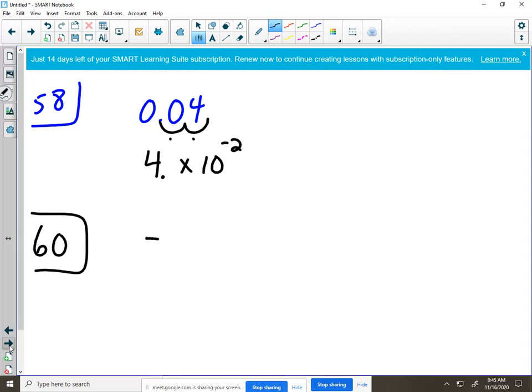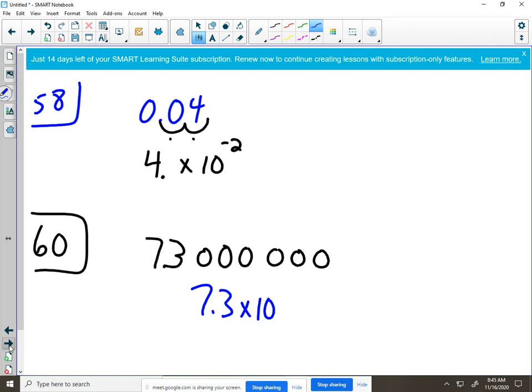7.3. Wait, no, it's 73 million. 73 million. That's the number. And the scientific notation is 7.3 times 10 to the 7th power. Okay. The decimal is here, so 1, 2, 3, 4, 5, 6, 7. 7.3 times 10 to the 7th. Very good. So again, this was a big number, so we know it's a positive. That was a small number, less than 1, so we know it's a negative number there. That's the way we can think about those.